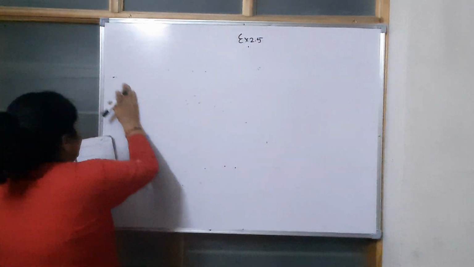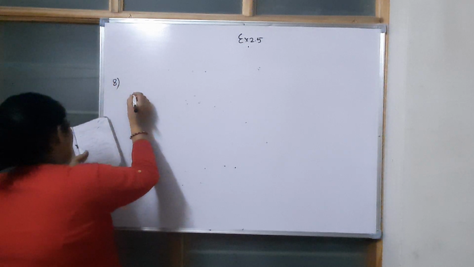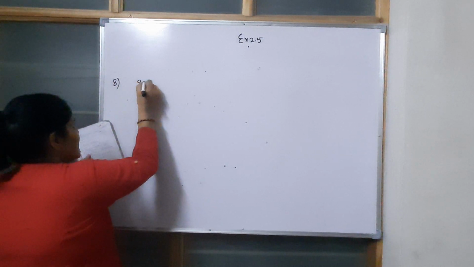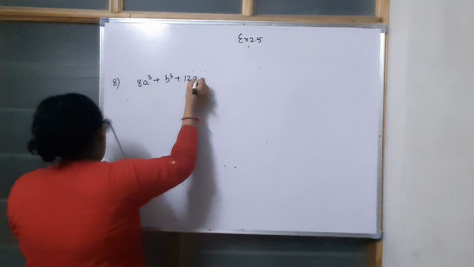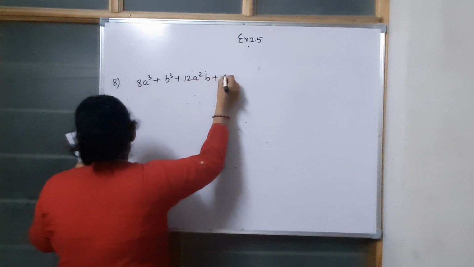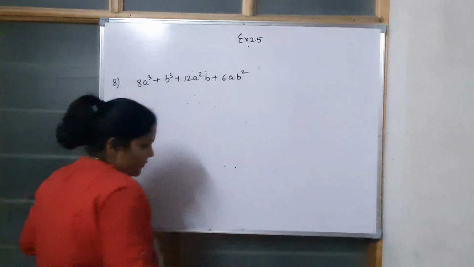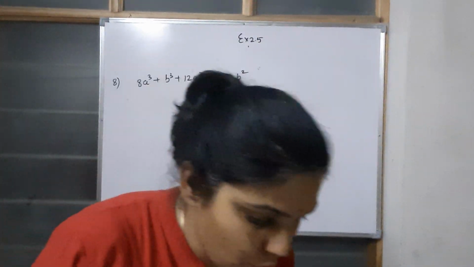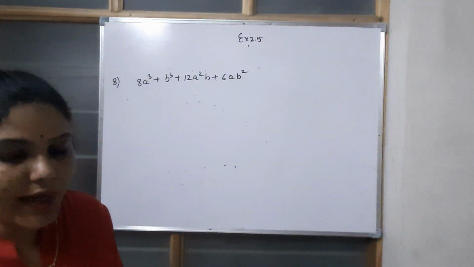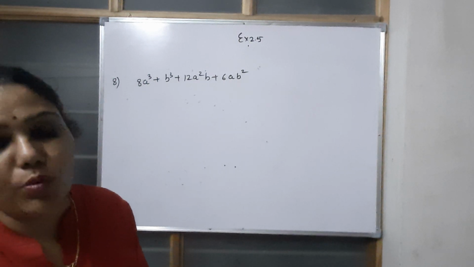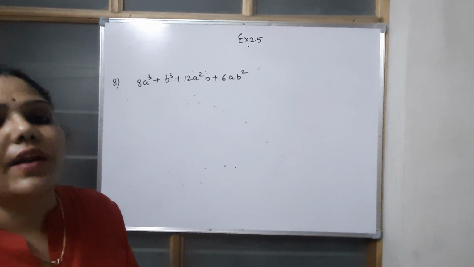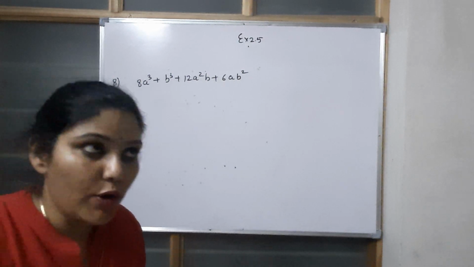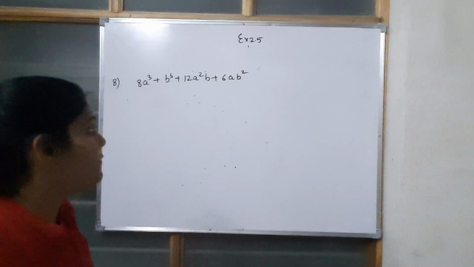Now, question number 8. This is very much easy. Factorize 12a square b plus 6ab square. What we have to do is factorize it. What is factorization? Writing a polynomial as a product of its factors is what we call factorization.